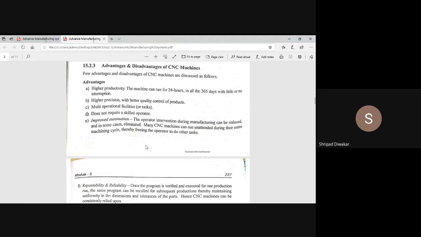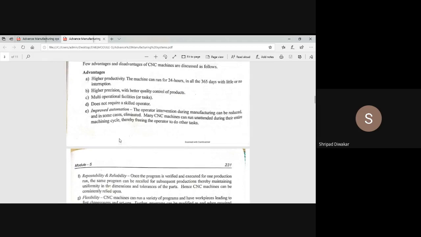Okay, whatever the programs given by the programmer is directly fed into the computer memory, and then the computer memory transfers all the commands to the controller unit. Because the program plays an important role in CNC machine, it does not require a skilled operator.